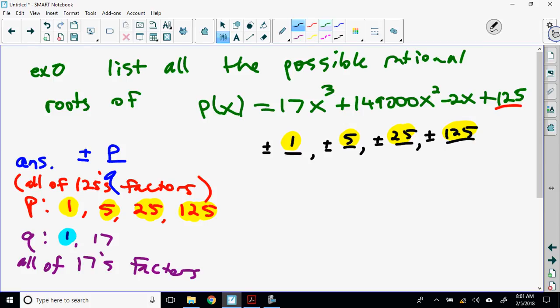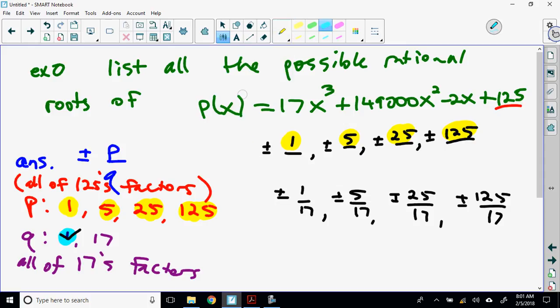They're of the form plus or minus P over Q. Now, Q is all the factors of 17. So we got this one taken care of, but our list is going to be twice as long, because we're also going to have it added to this list, plus or minus 1 divided by what? 17. Good. And then what's next in the list? Plus or minus 5 over 17, plus or minus 25 over 17, and plus or minus 125 over 17. So to be clear, these denominators, 17, 17, 17, and 17, that's Q's other factor.